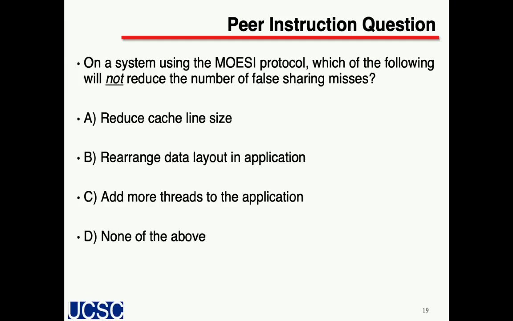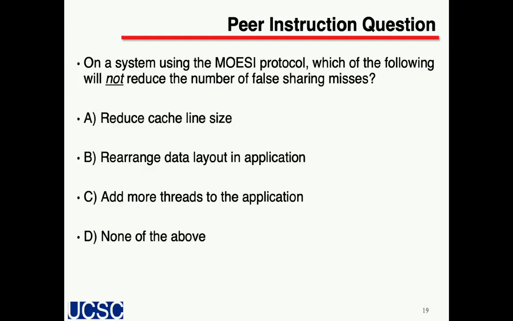Okay. What about B? What if I rearrange the data layout of my application? Well, I didn't specify how, but you can imagine if you have a problem with false sharing, if you arrange your data layout, you can move things farther apart such that you don't have different threads banging on the same cache line. So that will also reduce the amount of false sharing. So B is okay, and thus it's not the answer for this peer instruction question.